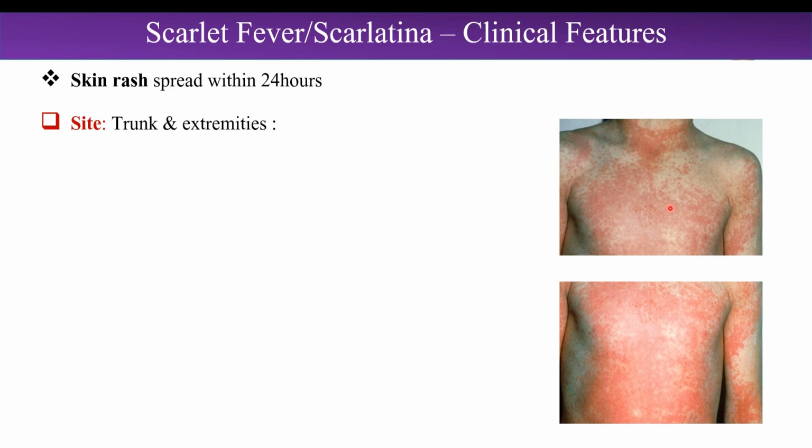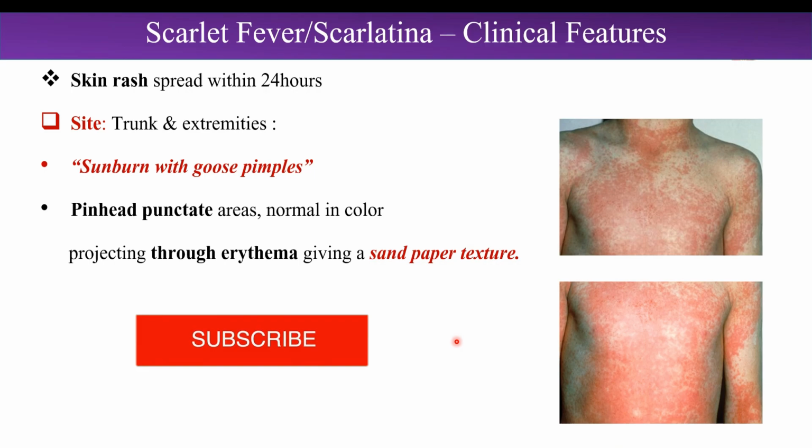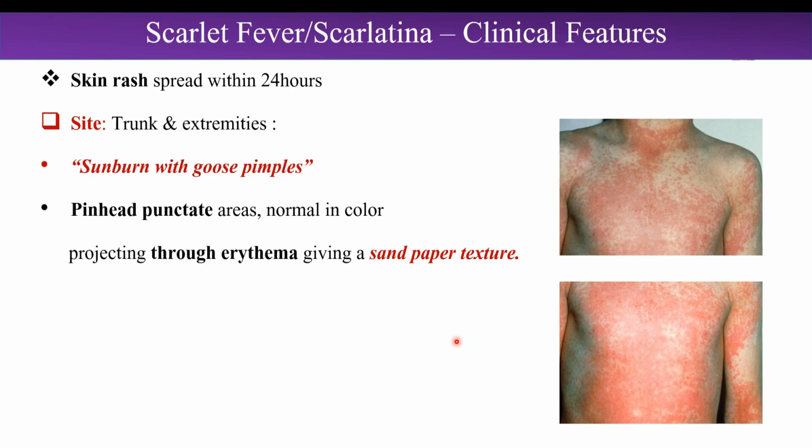So the skin rash, which is the characteristic feature of this infection, spreads within 24 hours and usually affects the trunk and the extremities. Extremities are your hands and legs, okay children? This usually looks like a sunburn with goose pimples. That's how you can describe it in layman's terms. So what are these goose pimples? Basically pinhead punctate areas which are normal in color project through the reddish area. This is what gives it the goose pimple description, and the whole texture looks like sandpaper because of this.